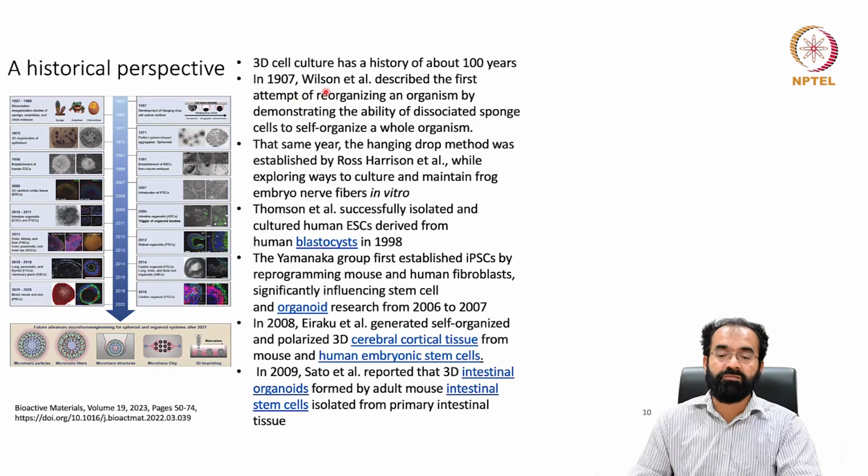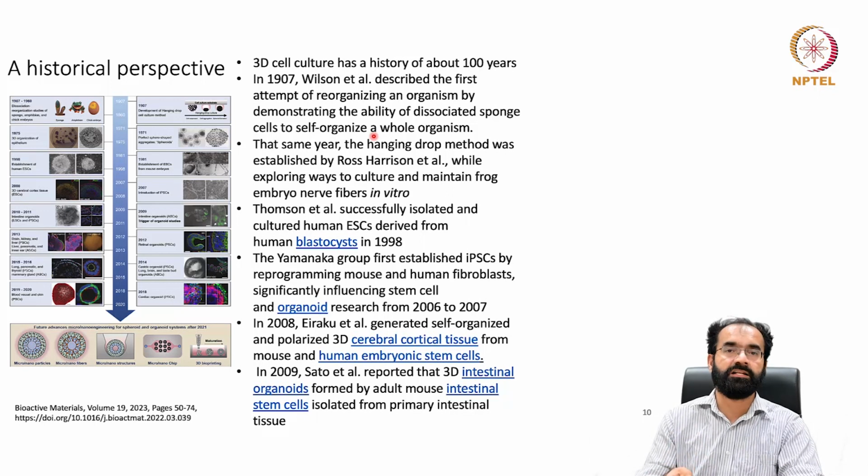In 1907, Wilson et al. described the first attempt of reorganizing an organism by demonstrating the ability of dissociated sponge cells to self-organize into a whole organism. We have seen this in Hydra also. We call it morphallaxis. Just take 100 cells, put them in a petri dish, you will end up getting a miniature Hydra which will grow to the adult size. That same year, the hanging drop method was established by Ross Harrison et al. while exploring ways to culture and maintain frog embryo nerve fibers in vitro. This is another approach done by Ross Harrison.